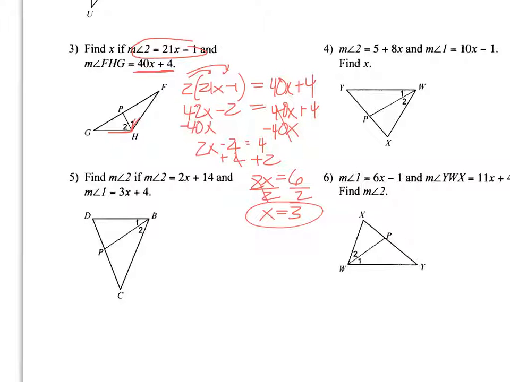All right, what about the next one? It gives me angle 2 and angle 1. Well, what do I know about those? I know they're equal. So in this case, I'm going to set that equal to this. It's not the same as problem number 3 where we knew the whole angle. In this case, we know the two smaller ones, so the two smaller ones are equal to each other.